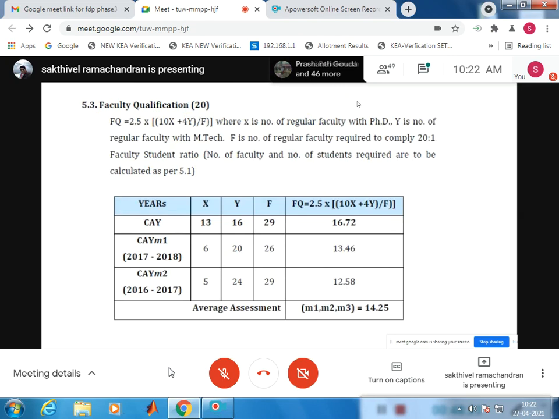Faculty qualification is usually calculated via this formula, that is 2.5 into (10x plus 4y) by F. Here x indicates the number of people who have completed PhD, y indicates the number of people who have completed ME or MTech, and F is the total number of faculty available in the ratio as prescribed, 1:20 student ratio. So that needs to be given here. That will give you the faculty quality.